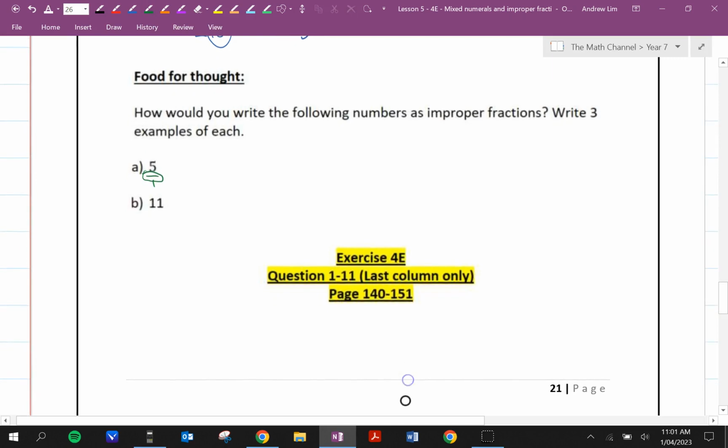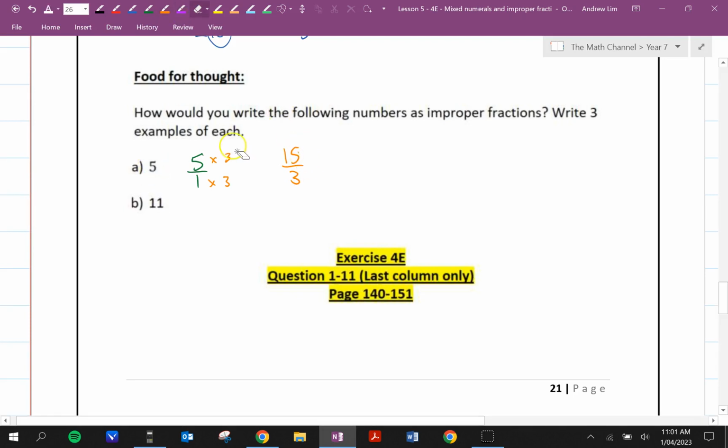Right, so once you've done that, 5 over 1, now you can create as many equivalent fractions as you can. Remember, by multiplying the top and the bottom by the same number. You can choose any number you want. So if we chose 3, then we could have also written 15 over 3, because 15 divided by 3 is 5. Right? It's still 5.